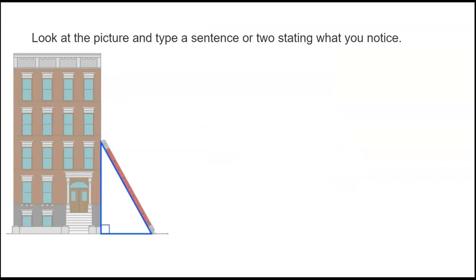We're going to look at the picture first, and you're going to type a sentence or two stating what you notice. So if I'm looking at this picture, I notice a tall building, and I notice a ladder leaning against the building. I notice that between the building and the ladder, we have a right triangle. If I measure out the building, the ladder as the hypotenuse, and the distance of the ground from the building to the ladder.